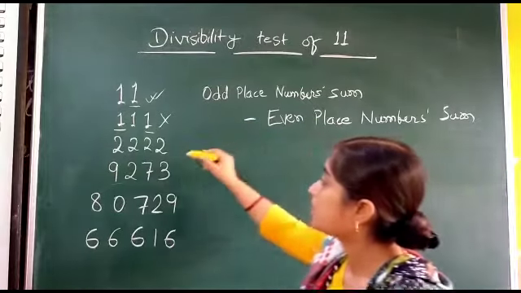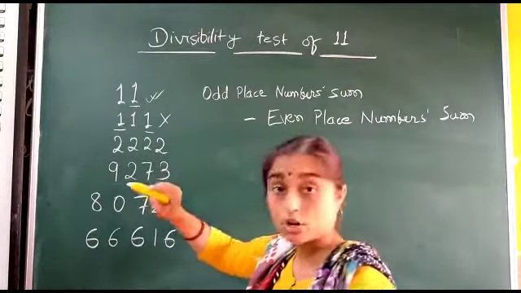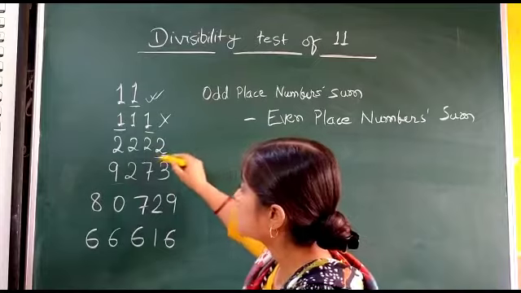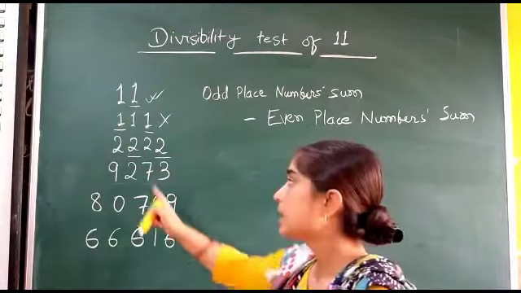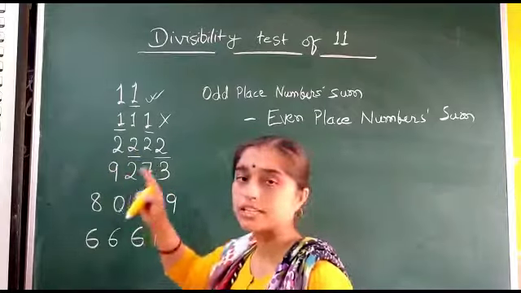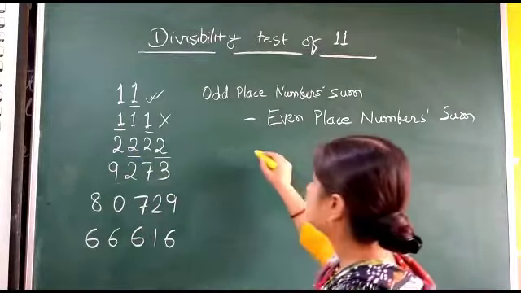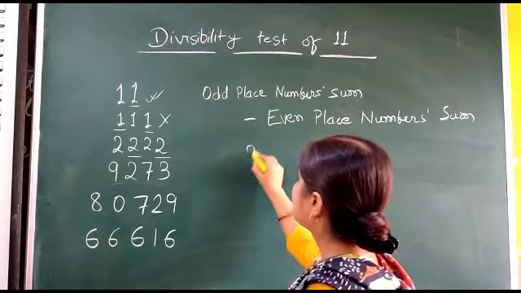Odd place numbers sum. Now what is odd? Which are the odd place numbers? You mark them. This one, the first number and third number, are odd place numbers, and these two, the second and fourth, are even place numbers. So what is the odd place number sum?